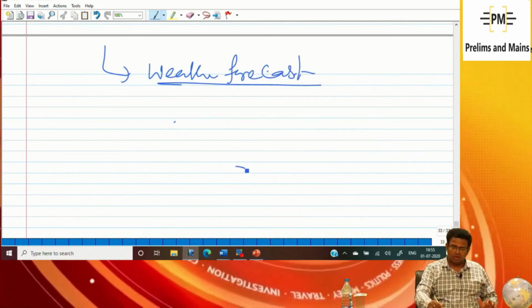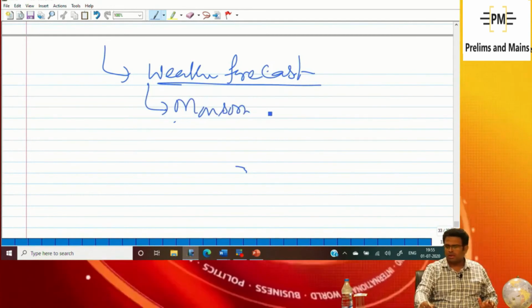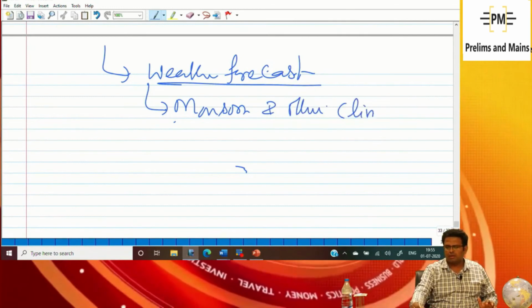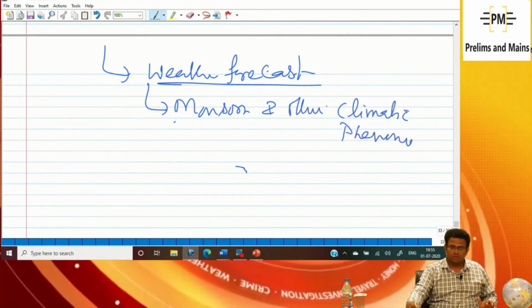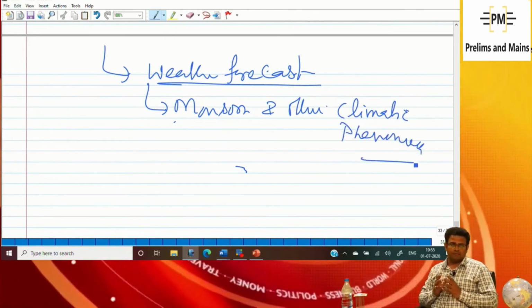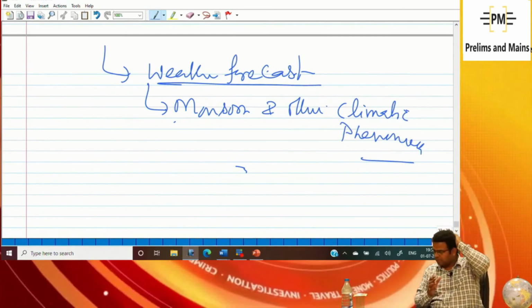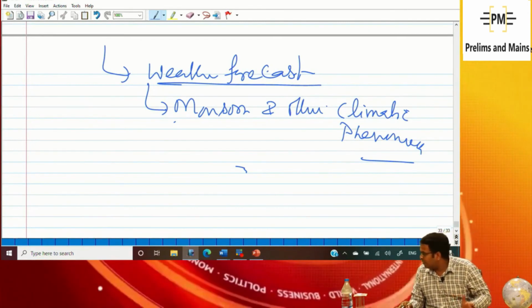So it is talking about monsoon and other climatic phenomena. These are the functions and significance of geo that we can see. Perhaps this will be completely clear to you. You will not have any problem.